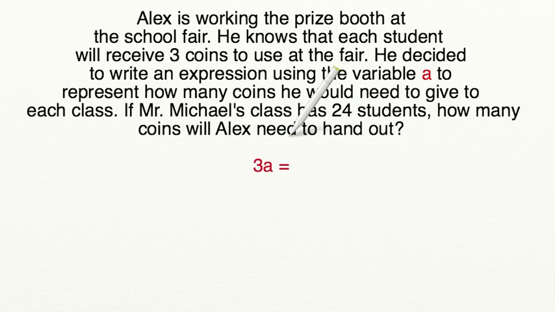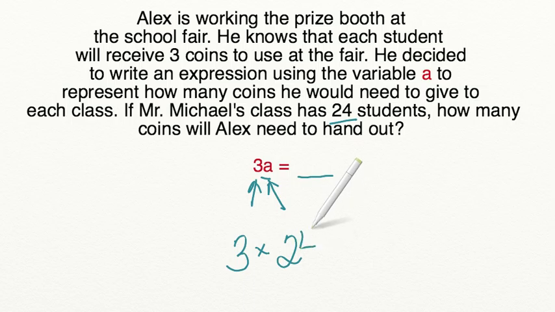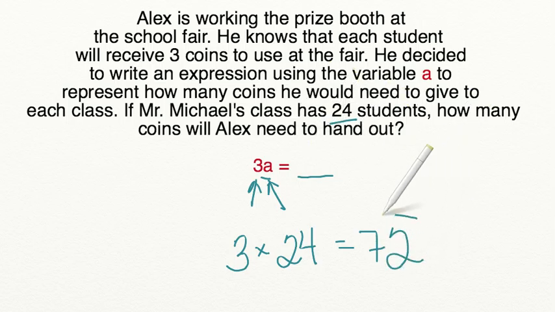Well, Alex wrote the expression 3 times a is equal to, and then that's how many coins he will need to hand out. So we know that each student receives 3 coins, and a represents the number of students in each class. So if Mr. Michael's class has 24 students, then we need to multiply 3 times a, and a is equal to 24. So 3 times 24 is 72. So that means that Alex needs to hand out 72 coins to Mr. Michael's class.